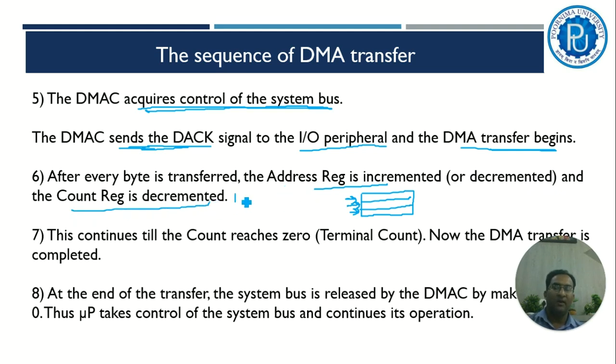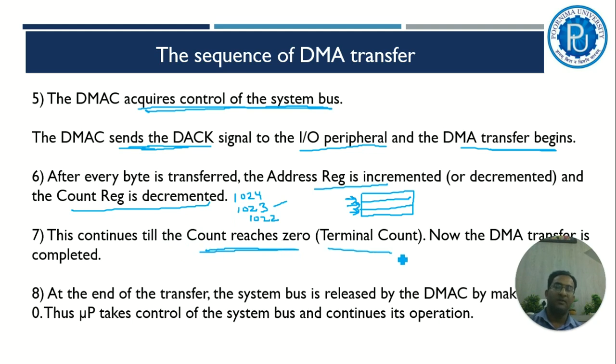So initially we have 1024. When the first byte is transferred, this counter will become 1023. That means 1023 bytes are left. When this byte is transferred, the counter value will become 1022. In this way, the data transfer will take place. This will continue till the count reaches 0.